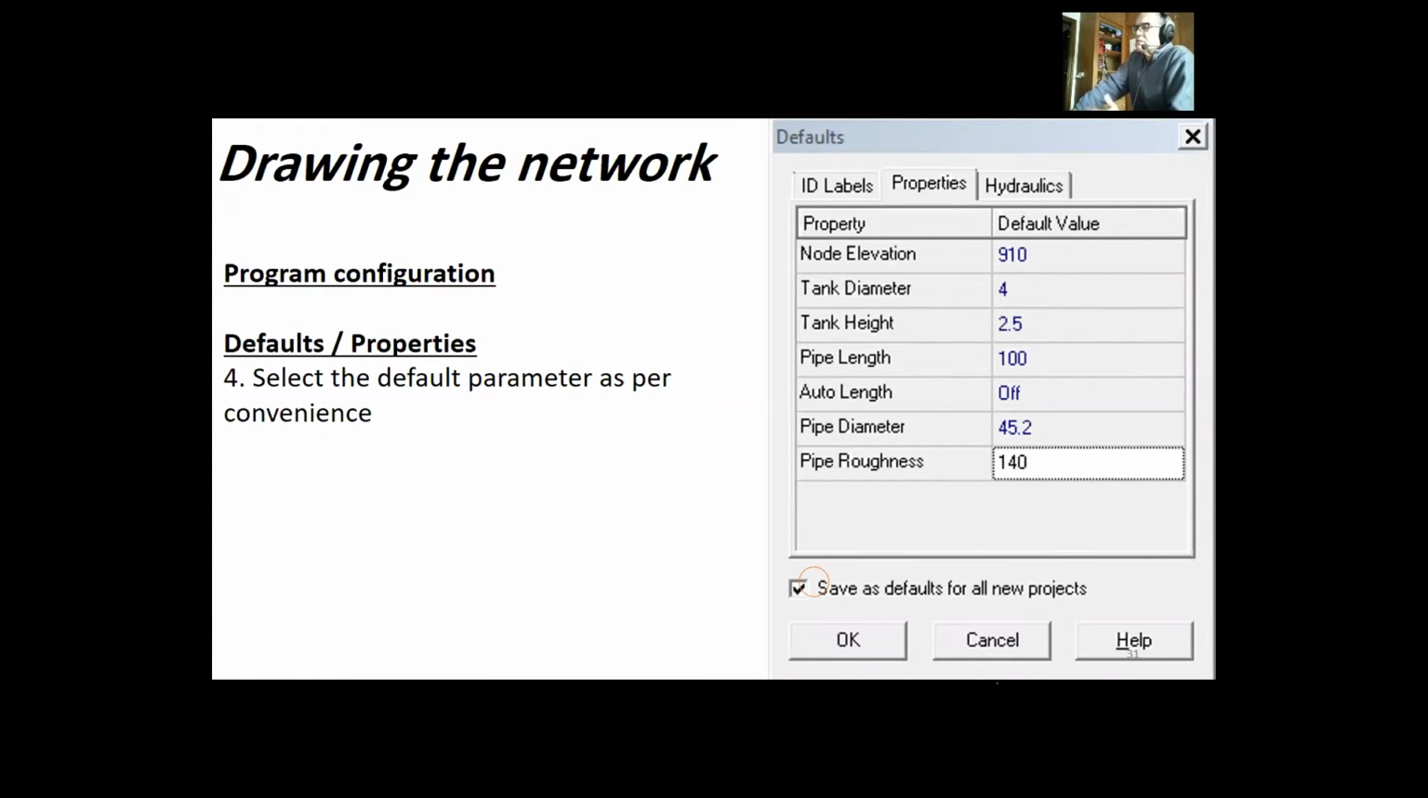So anyway, these figures you change every time, but for example, for the pipe roughness, you write 140. If the whole system is PE, maybe 140 is good for all the pipes, and you don't have to change it anymore. And also important that you switch off the auto length so that you can draw your network freely and you don't have to be too precise.